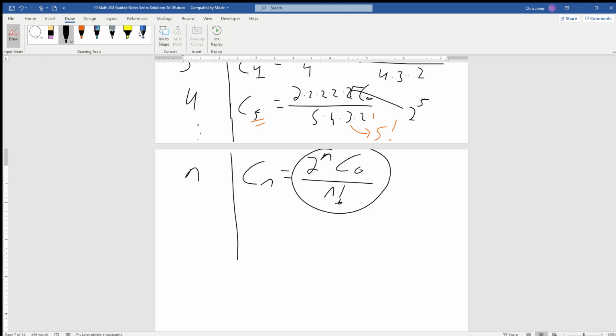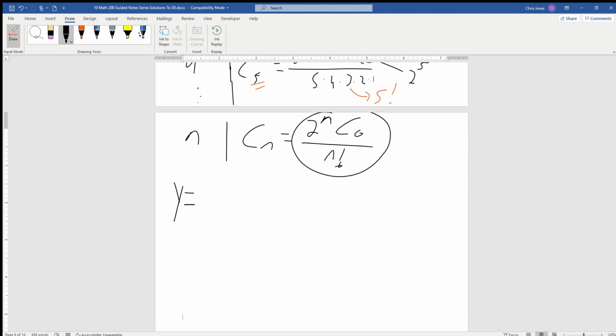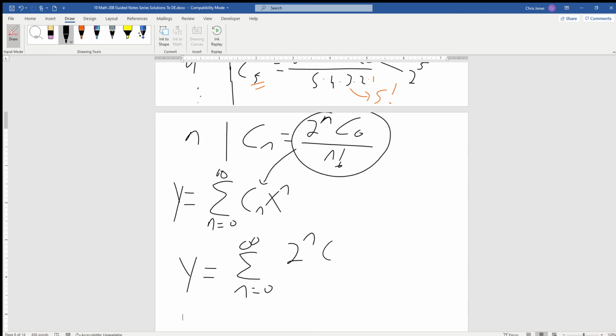We're looking for some sort of generating function, and we're trying to figure out what eventually is going to happen, what's the long-term behavior of c sub n? Now remember our original power series, way back, we said y was equal to the series n equals 0 to infinity, c sub n x to the n. But didn't we just solve for c sub n? So we could plug that back in, and now y is going to be equal to the series n equals 0 to infinity, 2 to the n c sub naught over n factorial times x to the n.